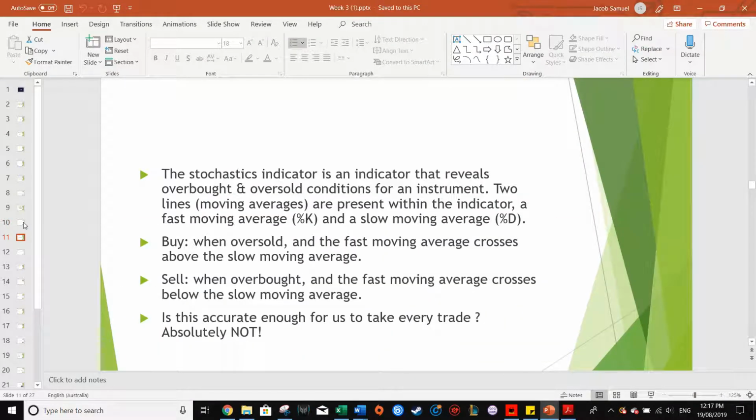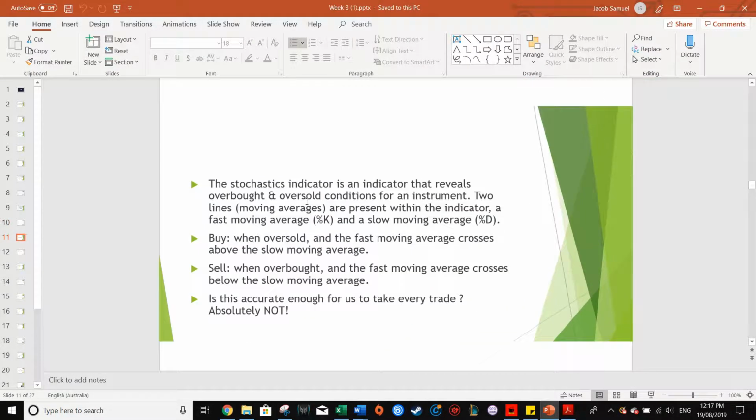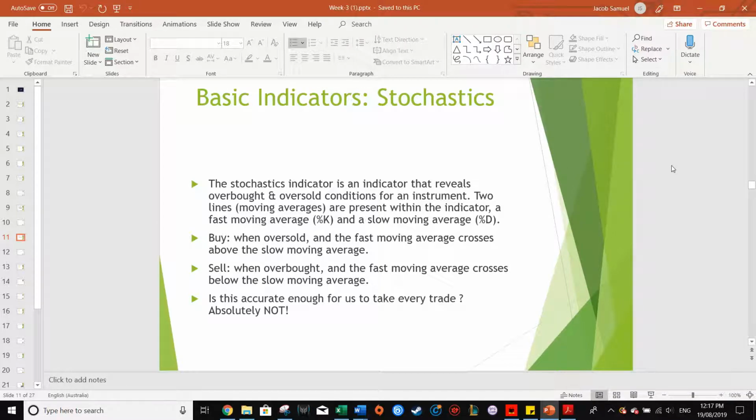Alright, so yeah, we'll go to the next slide. Stochastics. Okay, stochastics is very similar to the RSI. In this case, you're not measuring strength only, you're measuring strength and momentum. There isn't much of a difference. It's the same thing. I actually don't like this at all. I prefer the RSI over this.